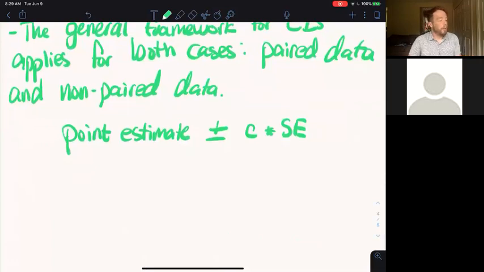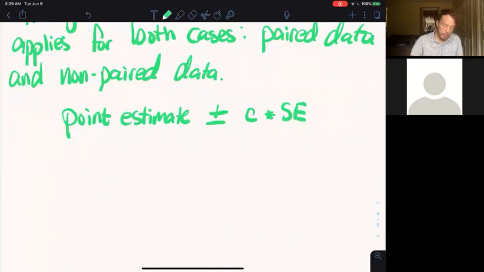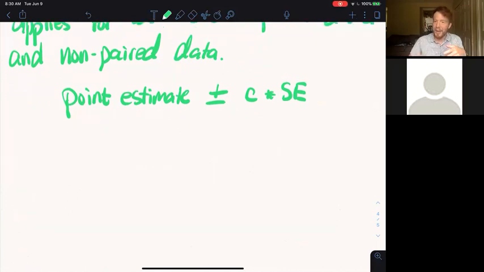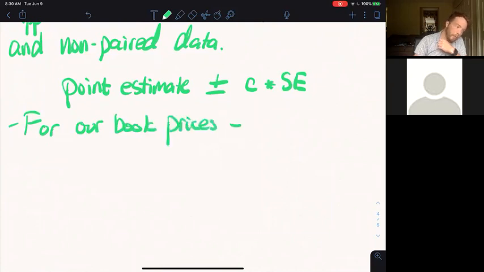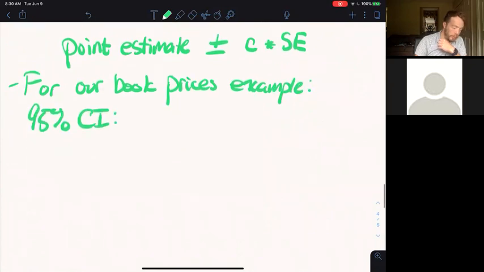So let's use the book prices example, which I think we went through in lecture. It was the paired data example. I'm sorry, I don't have it right here, but go back to the lecture, it's the paired data example where we had the book prices from UCLA and the book prices from Amazon, and we were trying to look at the average differences between these paired data points. So I'm just gonna write that. So for our book prices example, a 95% confidence interval is done with these things.